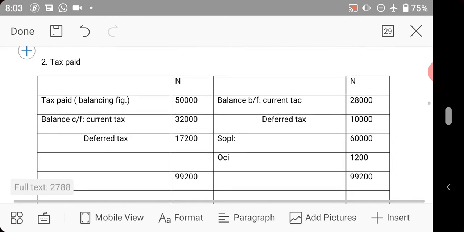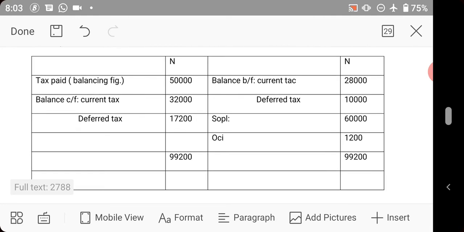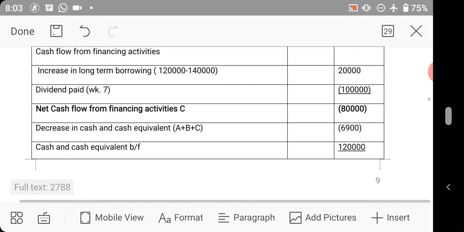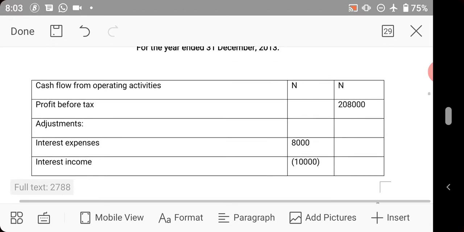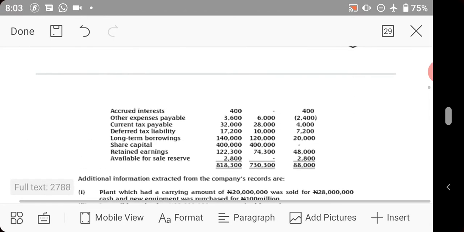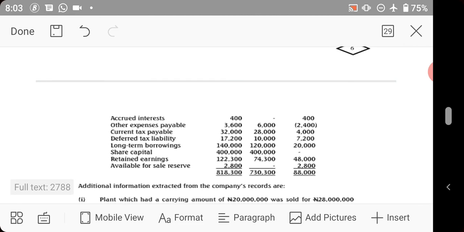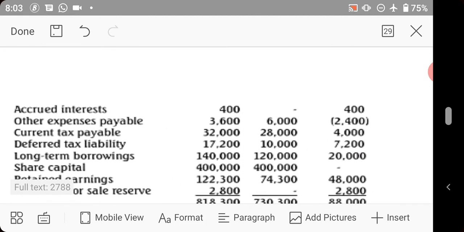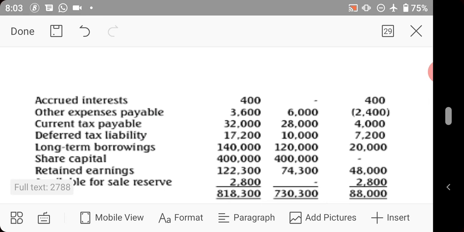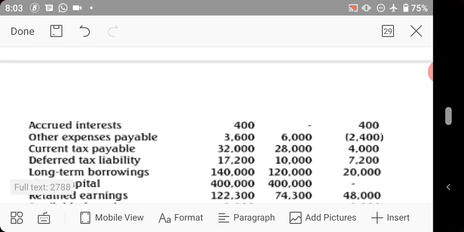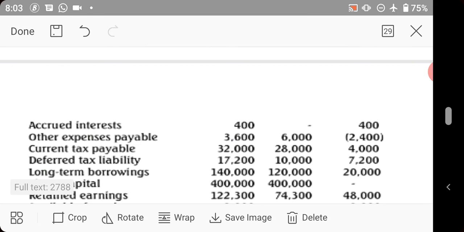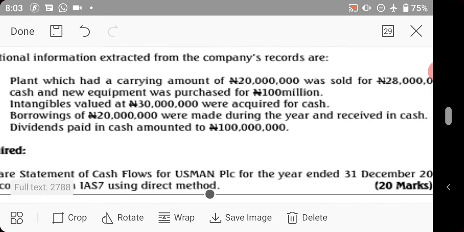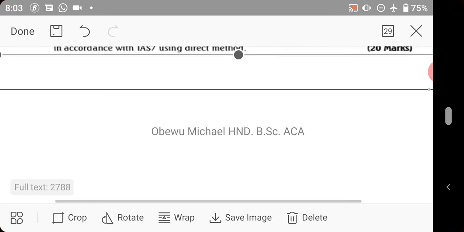So we'll now move to tax paid. Tax is a credit liability. Why is it a credit liability? Let me show you why. Because on the liability side, you can see current tax payable, so it's a liability. You can also see accrued interest is a liability. This one is 400, which is for 2013, while this one is for 2012, which is new. So that is why they are all liability items.